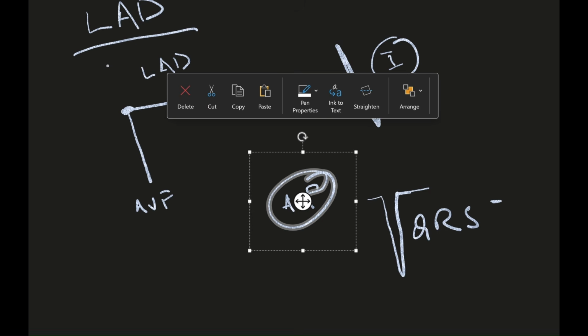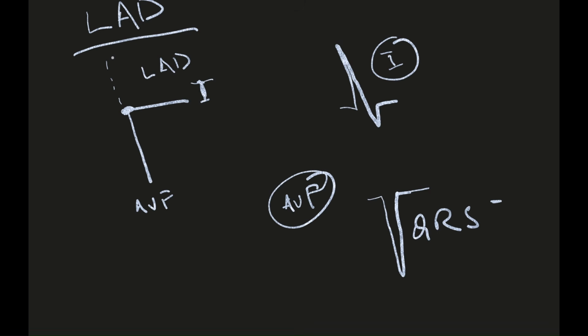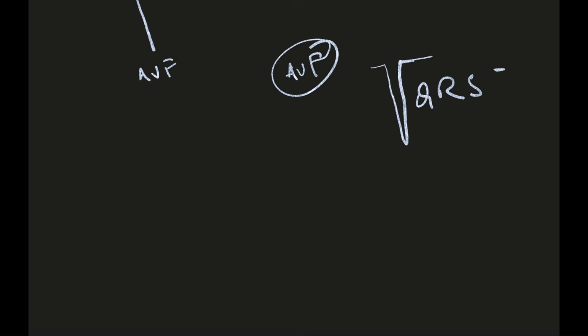Just imagine, this is your negative side of AVF and this is the LAD region, left axis deviation. Your lead 1 is positive. If you go through the ECG, lead 1 will show a positive deflection in the QRS complex, and in lead AVF the QRS complex will be negative, and the patient will have left axis deviation. It's that simple.